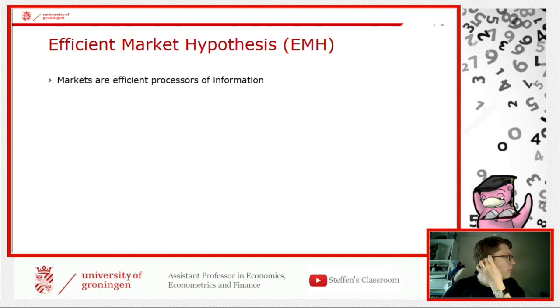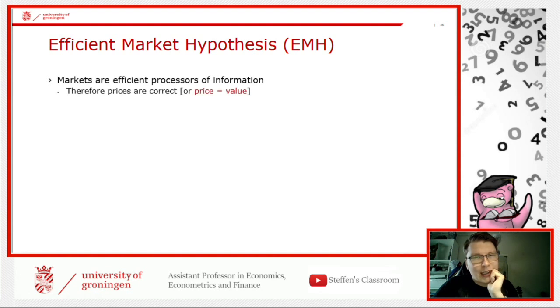And, well, the whole idea here is that markets are efficient processors of information. Let's stop right there. I can already flag this one and say, really? That's a big assumption, I think. So let's dig a little more into that. Therefore, all the prices that we observe are correct. That is, the price is the actual value of the product or the company. This becomes more and more sketchy by the line, right?